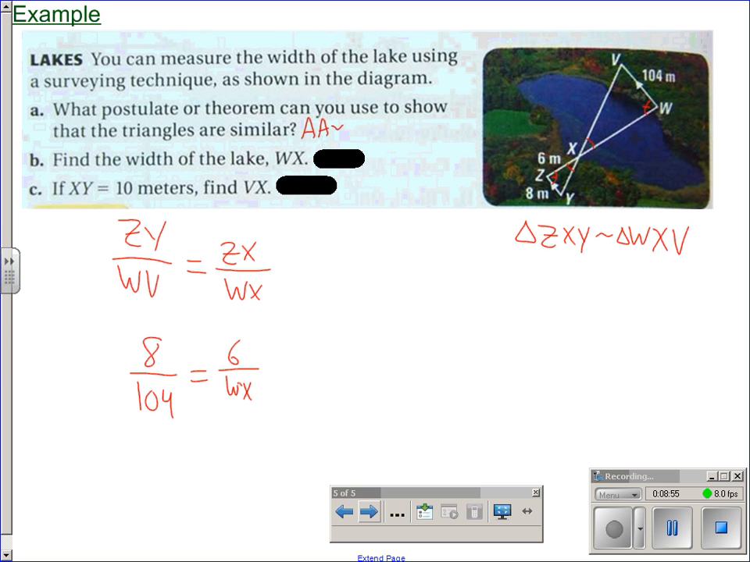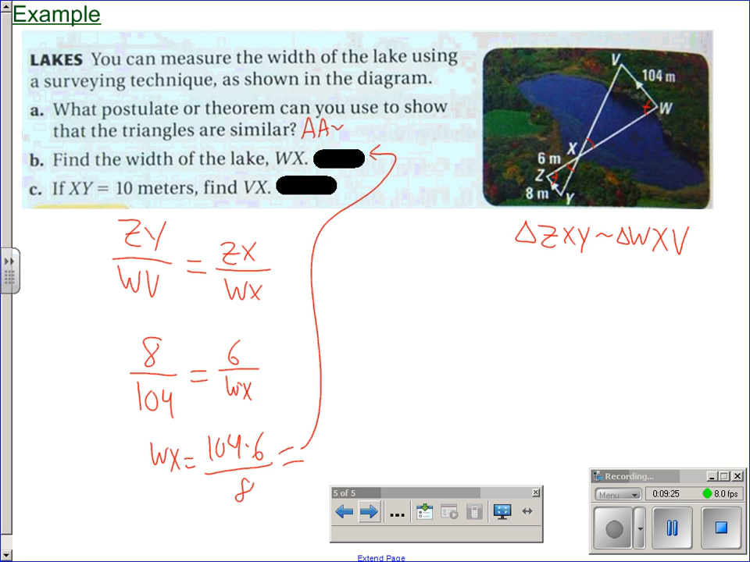All right, so now you can just cross multiply and solve. What we're going to get is WX will equal 104 times 6 divided by 8. I don't have a calculator handy, but you can do that. There's your answer for the length of WX, which is the width across the lake. Okay, so there's our answer for part B.